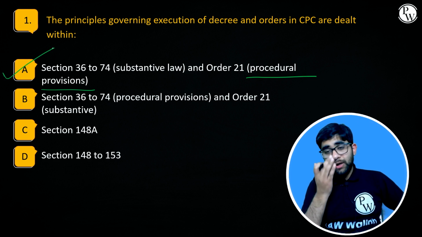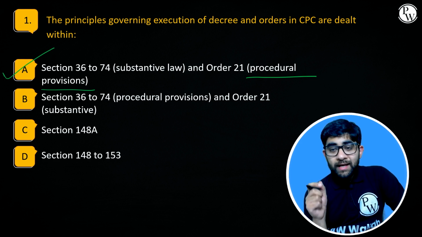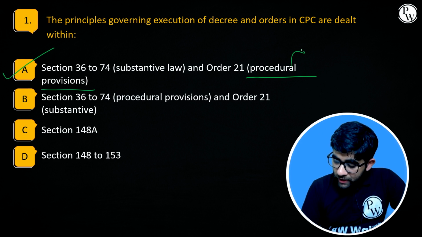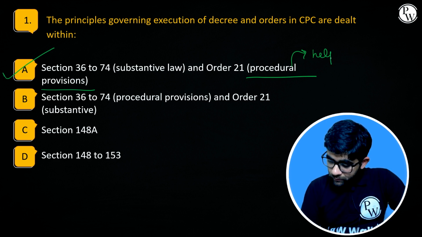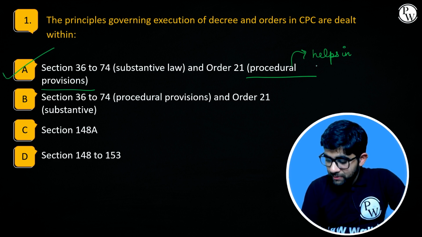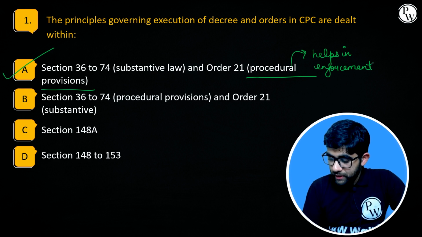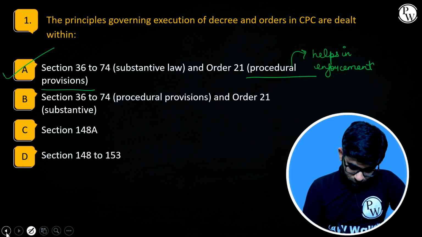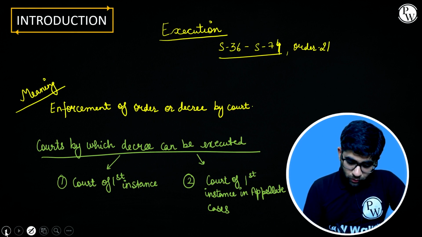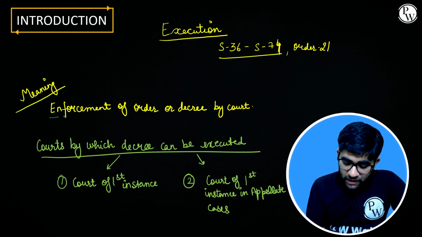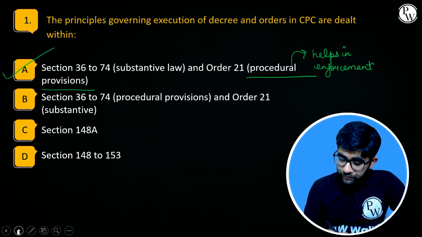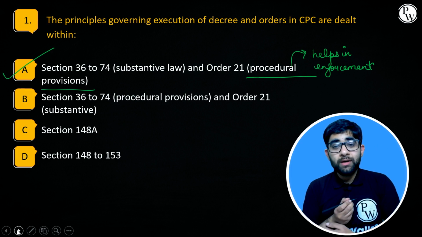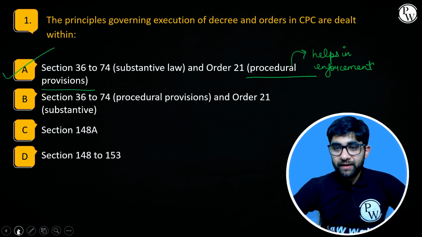Again, I have already told you that when there is procedural law, it helps in enforcement. And I have already told you that execution is enforcement of order. So the answer is helps in enforcement, option A, section 36 to 74.